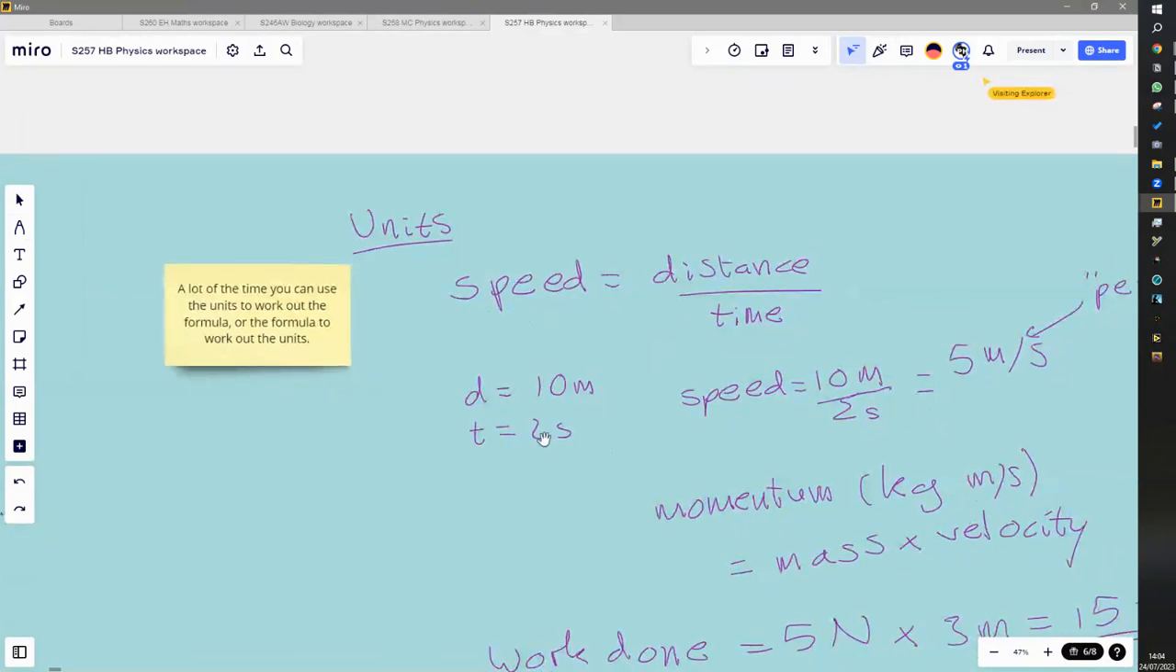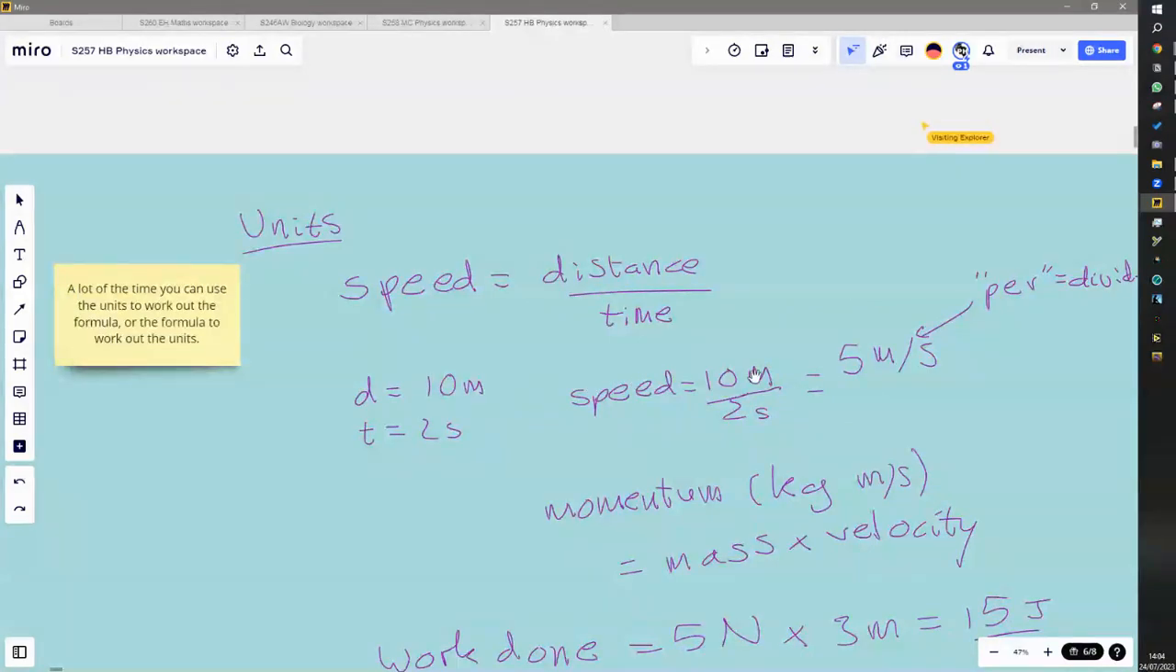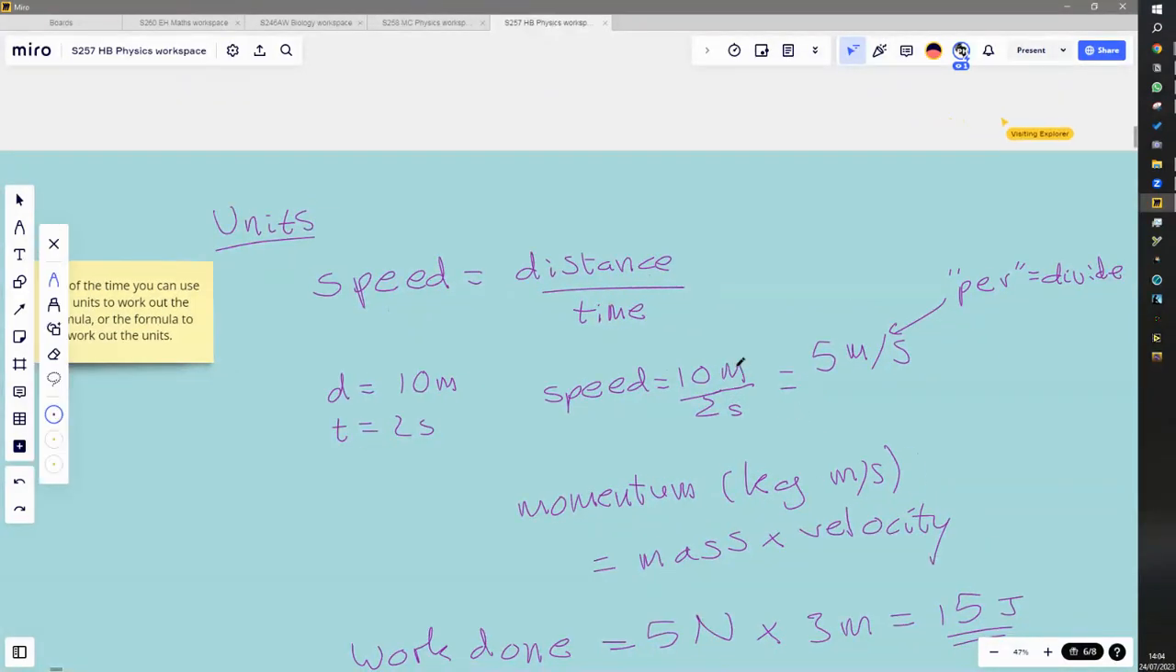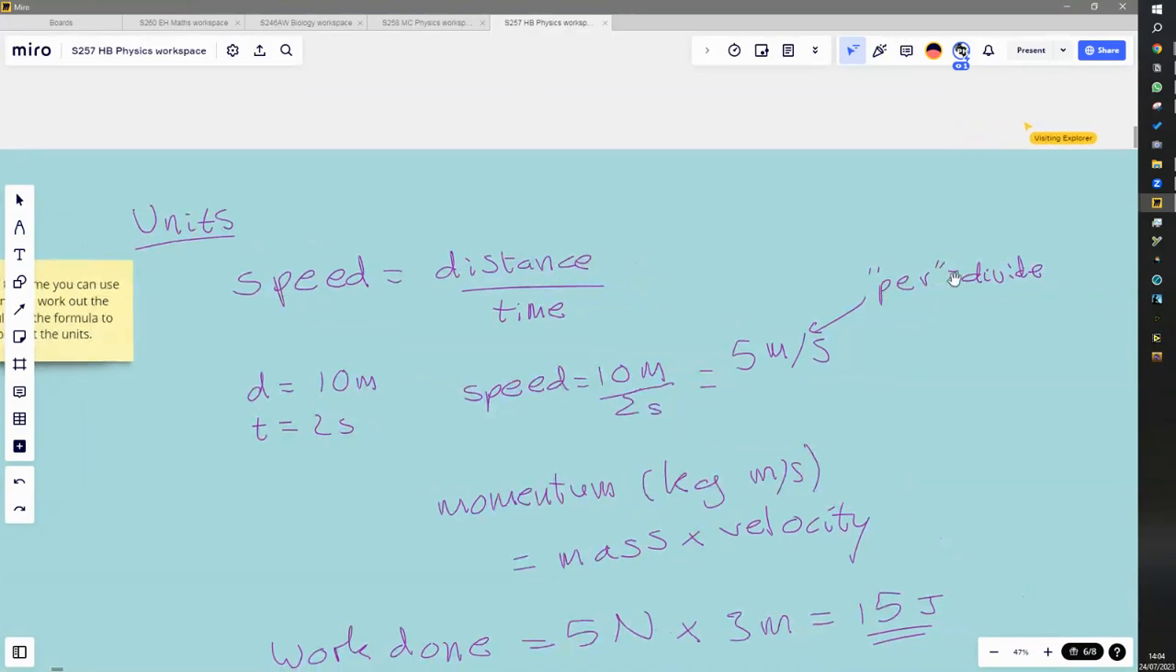Let's say the distance is 10 meters, the time is 2 seconds. The speed is equal to 10 meters divided by 2 seconds. And you can cancel this m and s, like we do in algebra, and we end up with 5 m/s. So this little slash, which we read as "per", just means divide.